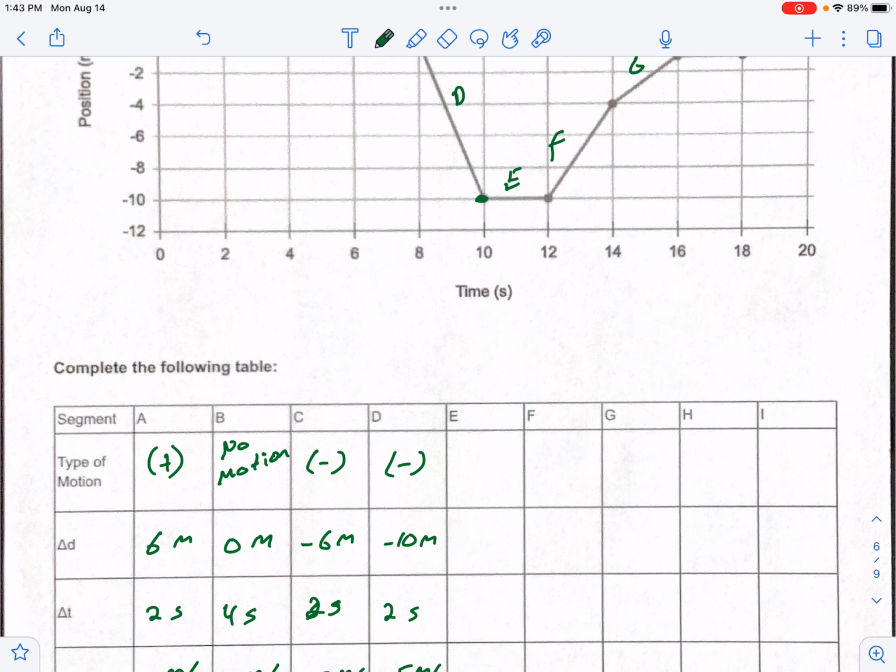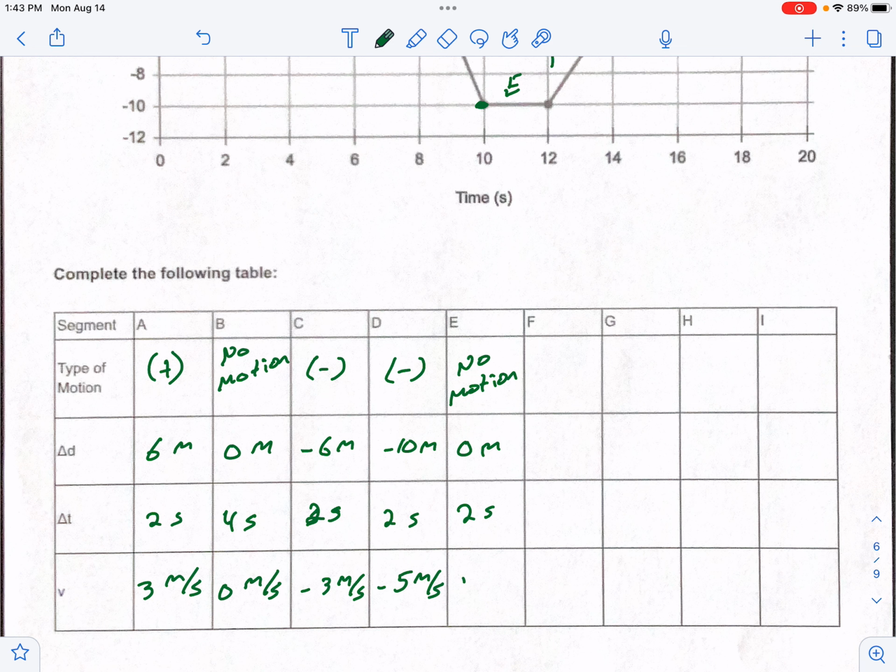E, got another flat line. So no motion. We already know our displacement's going to be 0 since we're not moving any position at all. And we were there for 2 seconds. And then 0 divided by 2 is going to give me 0 meters per second.